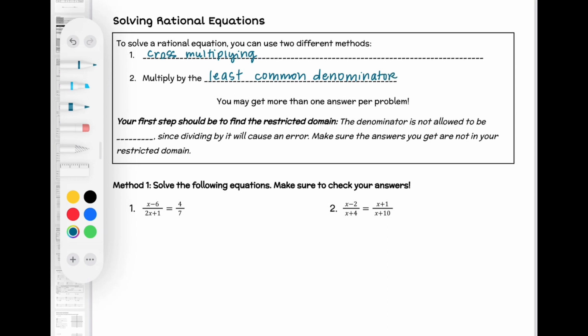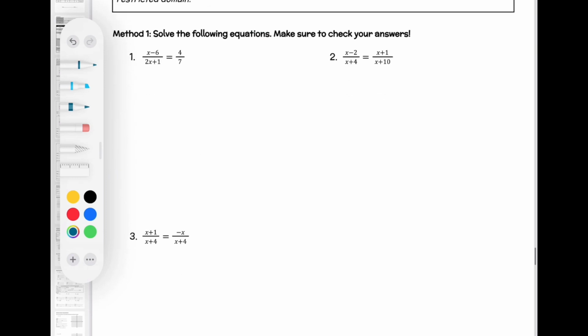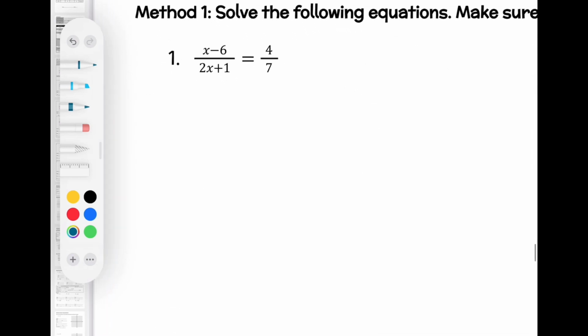So we may get more than one answer per problem, because we're working with fractions. That's what a rational equation is, something that has a fraction. If there's an x in the denominator, then you will have a restricted domain. The denominator is not allowed to be 0, ever, since dividing by it will cause an error. So if you get two answers, or even if you get one answer, make sure it works and it doesn't make your denominator 0.